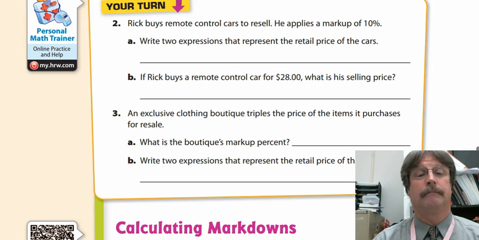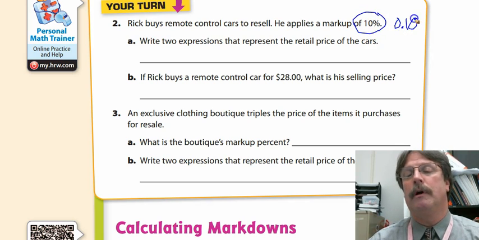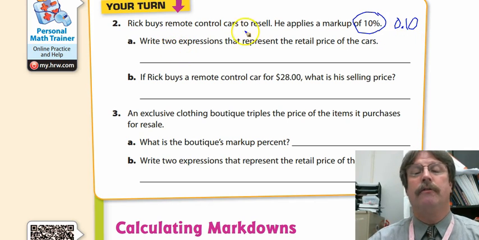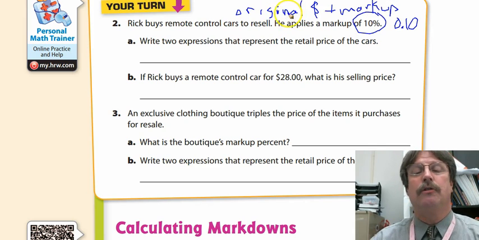If we take a look down here in the Your Turn, Rick buys remote control cars to resell. He applies a markup of 10%. Write two expressions that represent the retail price of the car. What we're going to do first is convert this into a decimal, 0.10. For the first expression, it's not explicitly stated here, but you have to remember the original cost. Original cost plus the markup is one expression. The original cost, remember, is 100%, or 1.